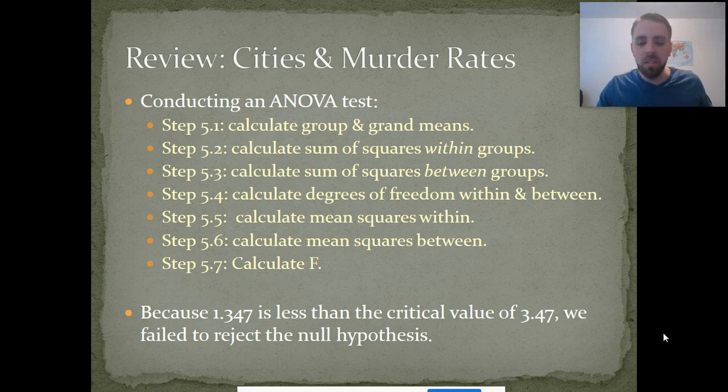You will remember that ANOVA is a one-tailed test. Therefore, the value we calculate must be larger than the critical value. Using our degrees of freedom, we had obtained a critical value of 3.47. Is 1.347 greater than 3.47? It is not. Therefore, we fail to reject the null hypothesis, and we have concluded that there is no relationship between a city's economic function and the homicide rates within those cities.